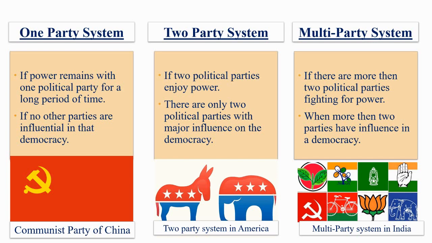Multi-party system is the existence of many political parties in a democracy competing for power. It is not dominated or ruled by one single party or two parties. Many political parties have their own influence in the democracy. One example of multi-party system is India, where many political parties exist in one democracy.